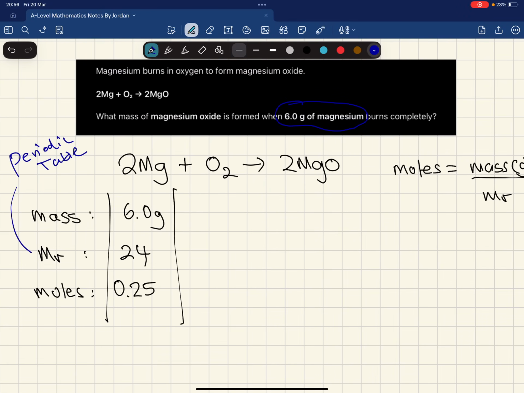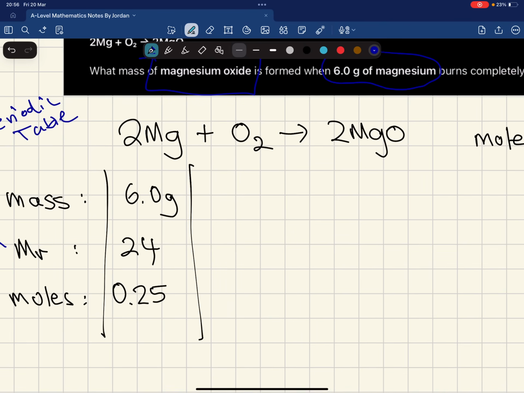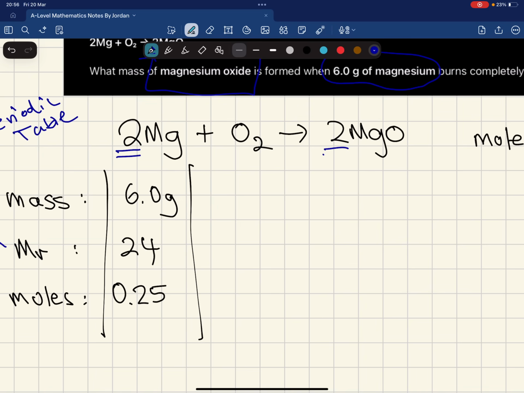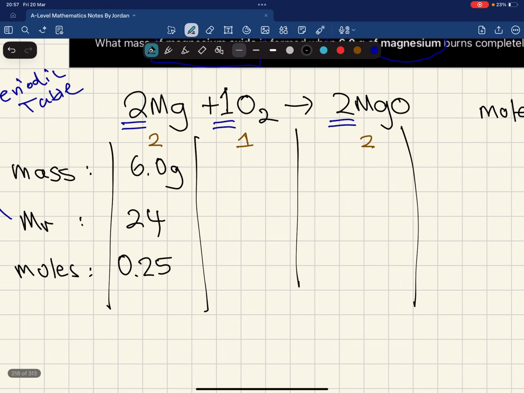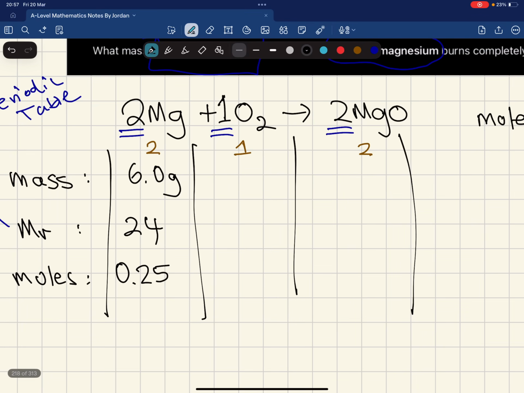But they ask for magnesium oxide. So there's a little trick that you can do with the balanced equation, and that is using these numbers that you see at the front. There is actually one here as well. It's just like maths, when you see an X, there's actually a number 1 in front of it. So there's actually a 1 there. And that gives us what I call the mole to mole ratio. So it goes 2 to 1 to 2. That ratio allows you to work out the rest of the moles, which is really useful in chemistry.